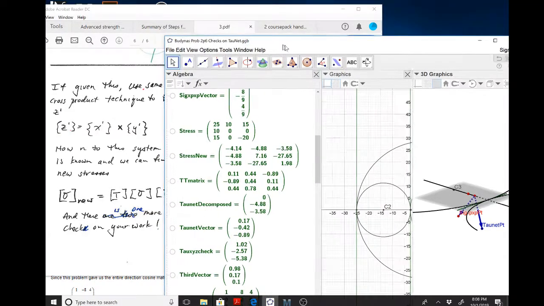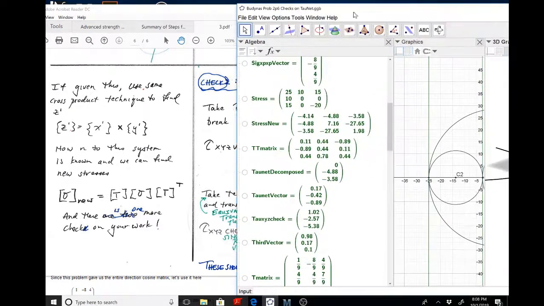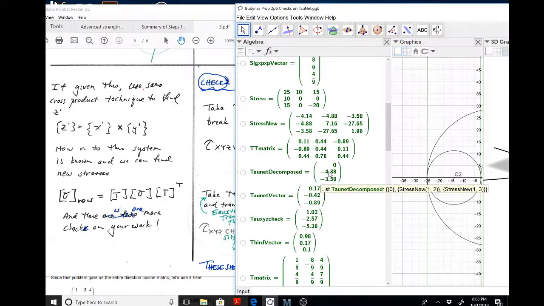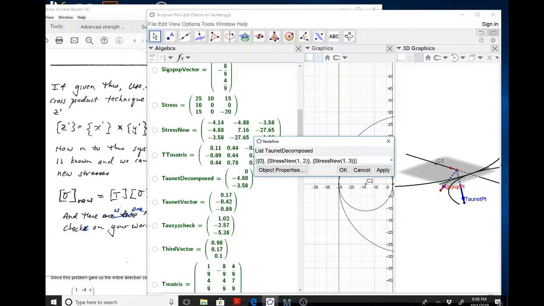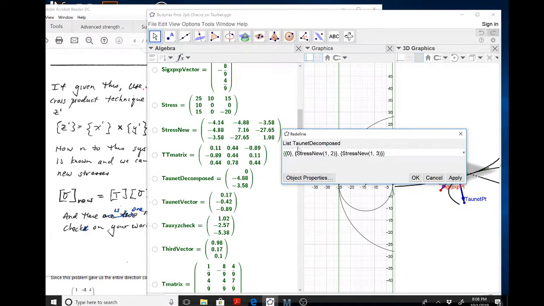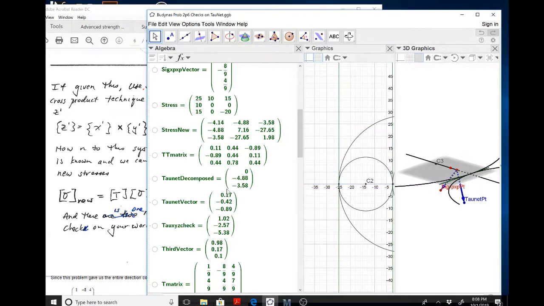So tau net decomposed here. That's what it is. So it's tau net decomposed, and I like that name. Tau net, the blue one, decomposed into an x part and a y part. So what did I do here? It's just that 0, stress 1, 2, and stress 1, 3, the new stresses.